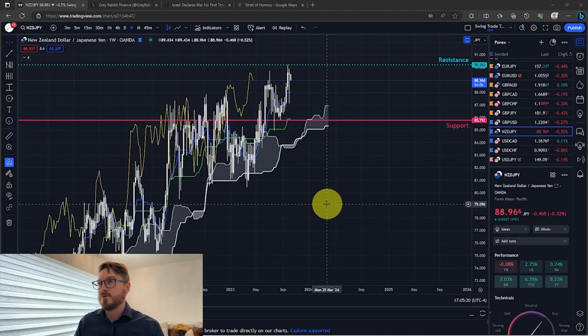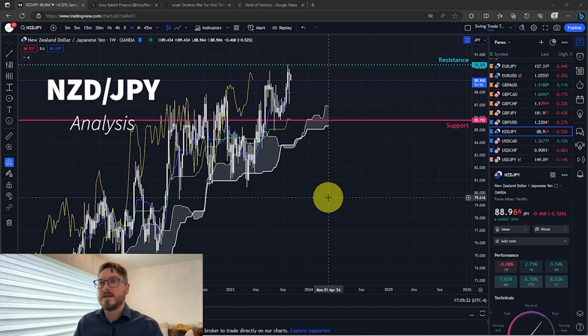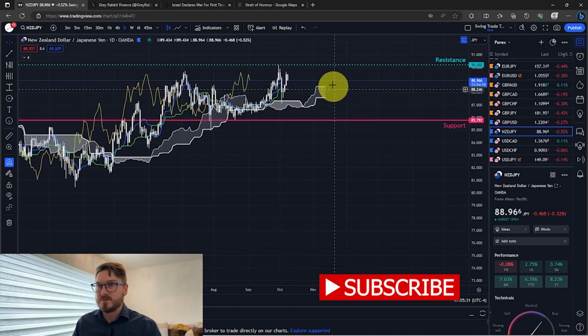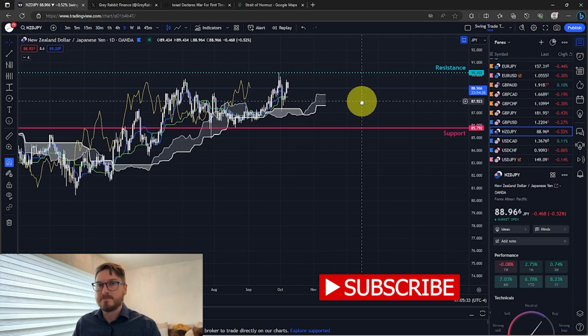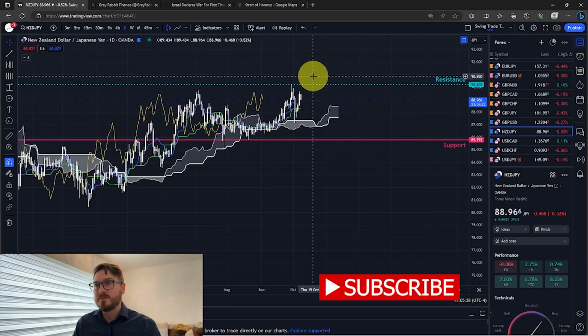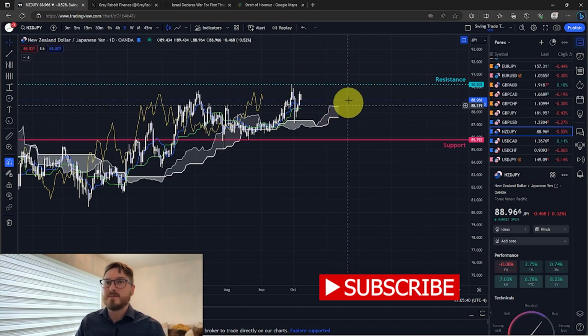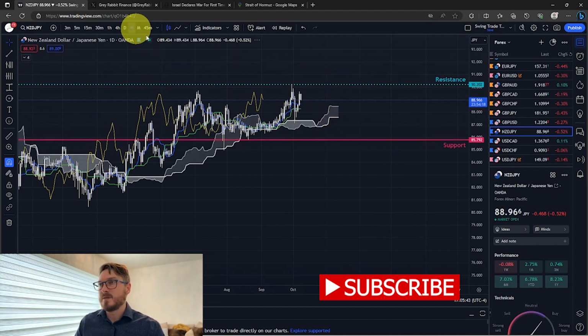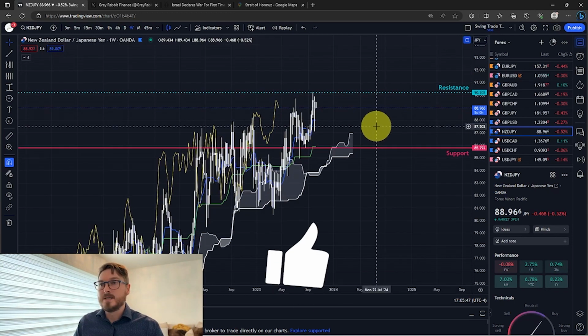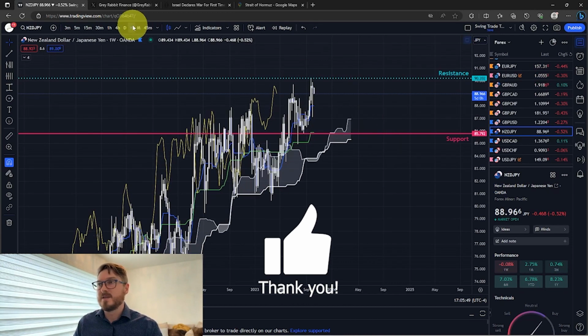Okay guys, here we are, New Zealand dollar, Japanese yen, and this is the weekly chart. Everything is flat: Tenkan, Kijun, Senkou Span A and B. And let's take a look at the daily chart. So the daily chart is also flat, but I'm expecting price to break on this N wave, hopefully back up in this direction. And so if price breaks the resistance level, I'm looking for that to happen. So let's see if it happens this week. But yeah, we're going to keep an eye on that.